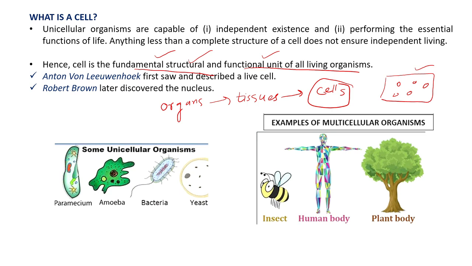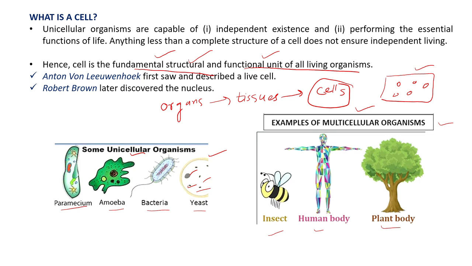There are two types of organisms: unicellular organisms and multicellular organisms. Unicellular organisms, for example paramecium, amoeba, bacteria and yeast, are made up of a single cell and contain all the functional units necessary for their normal function. Multicellular organisms, for example insects, the human body and the plant body, contain many cells which perform different kinds of functions necessary for their life.